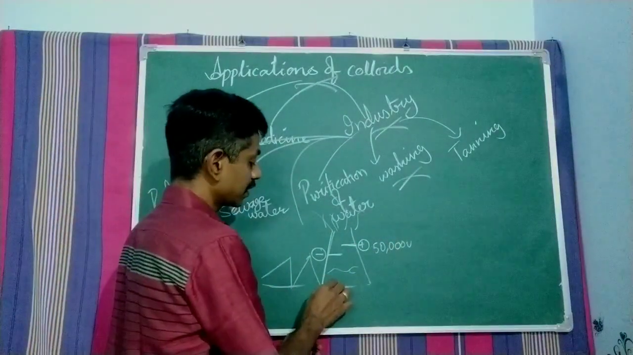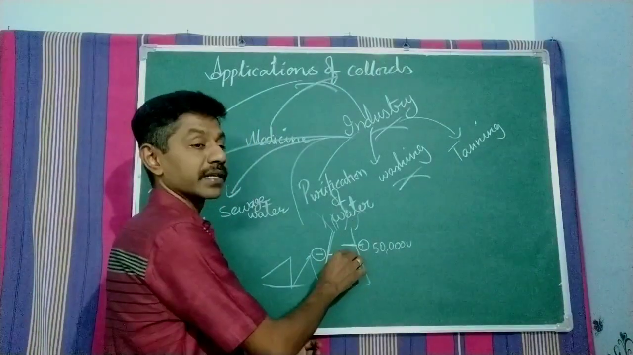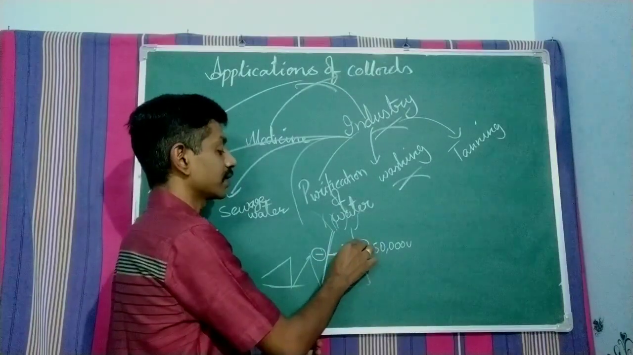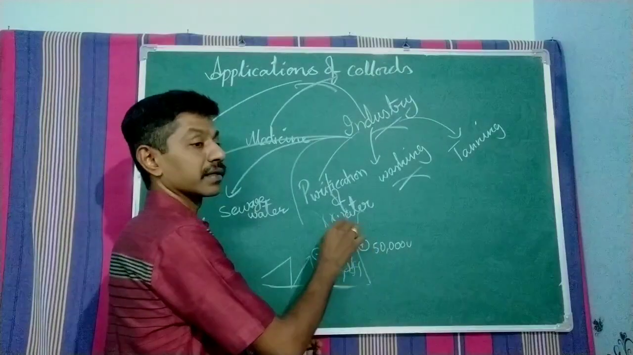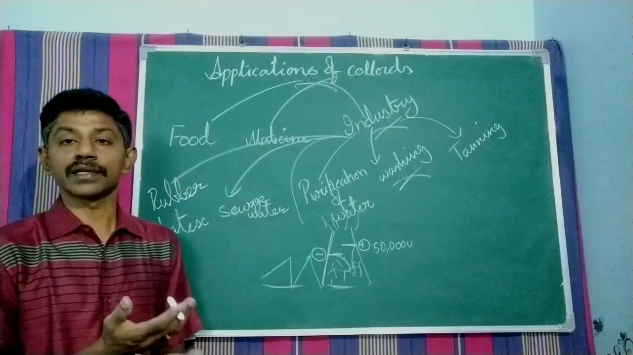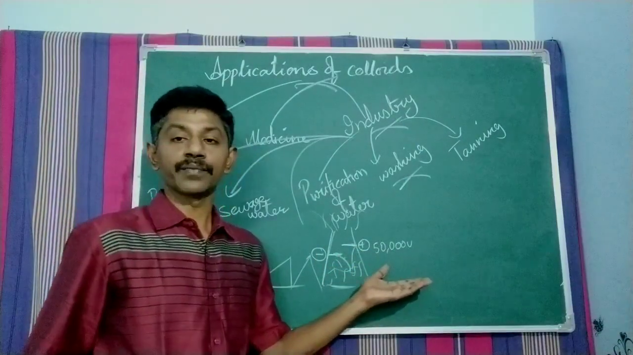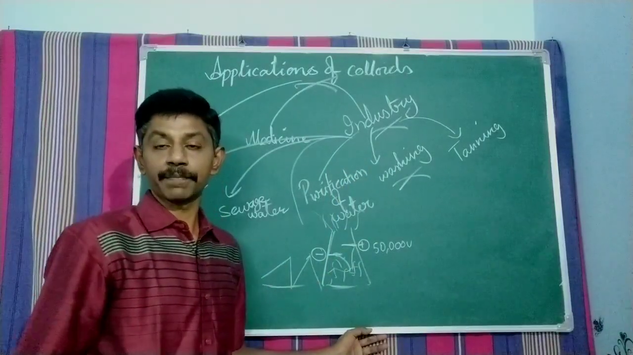When the dust particles or the smoke particles with the charged colloidal nature come here, the cations will get attached to the cathode, anions will get attached to the anode. Thereby, they will lose their charge and get precipitated as carbon blocks. They can be removed. So the air coming out through the chimneys will be very clean.